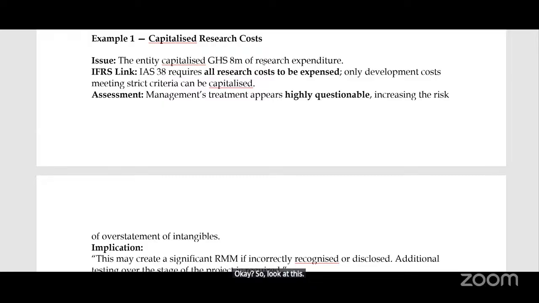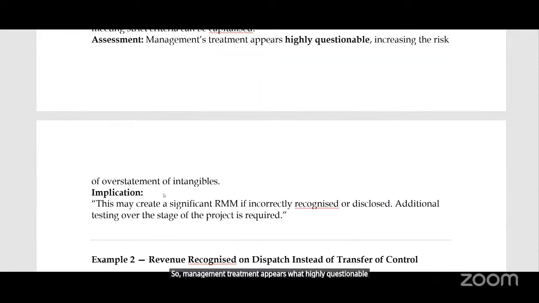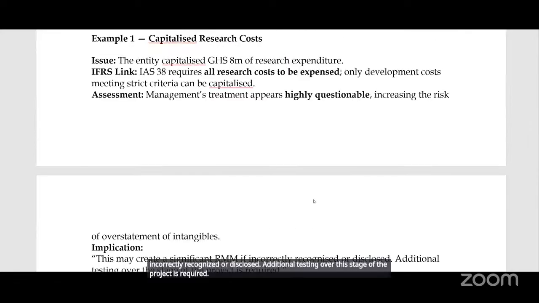Okay, so look at this. The entity capitalized 8 million of research expenditure. So IAS 38 requires all research costs to be expensed. Only development costs meeting the strict criteria, then you state the criteria, can be capitalized. So management treatment appears what? Highly questionable, increasing the risk of overstatement of intangibles. You see how I answered that? This may create what? A significant risk of material misstatement if incorrectly recognized or disclosed. Additional testing over this stage of the project is required. Look at how I presented this.